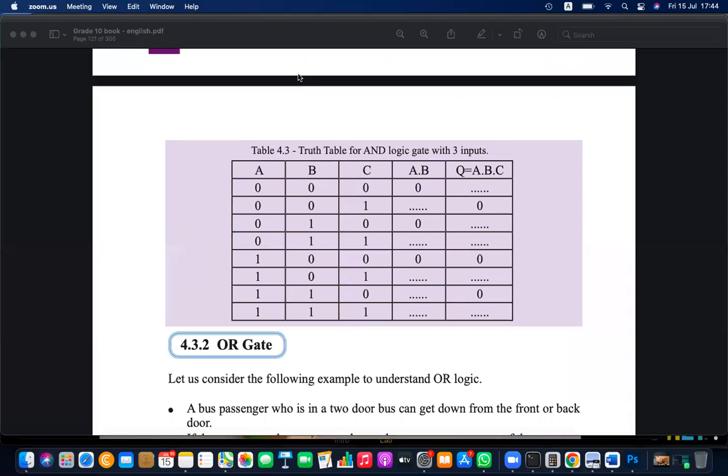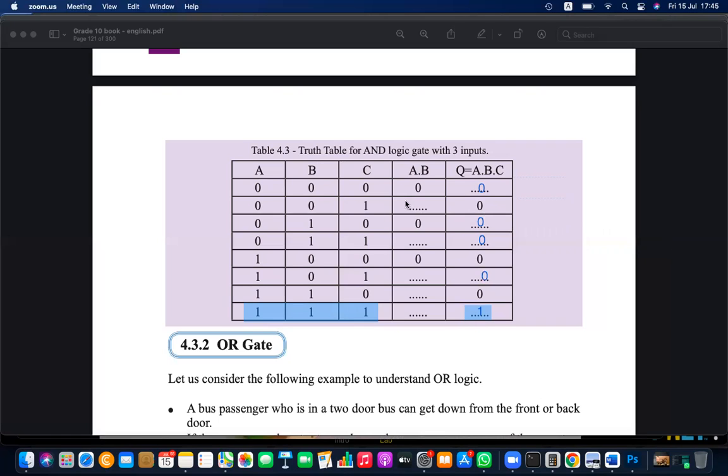It is 0. Actually, which occurrence will produce 1? When all A, B, C are 1. If all are 1, this will become 1. For sure, this will become 1, so you can write 1. That is the only occurrence. In all other occurrences, it is 0. Here 0, here 0, here 0, and here also 0. So it's very simple. If all are 1, this is 1. That's all. That is your AND gate.